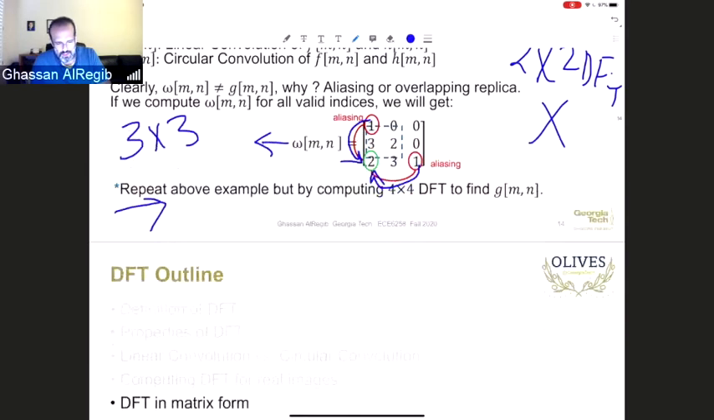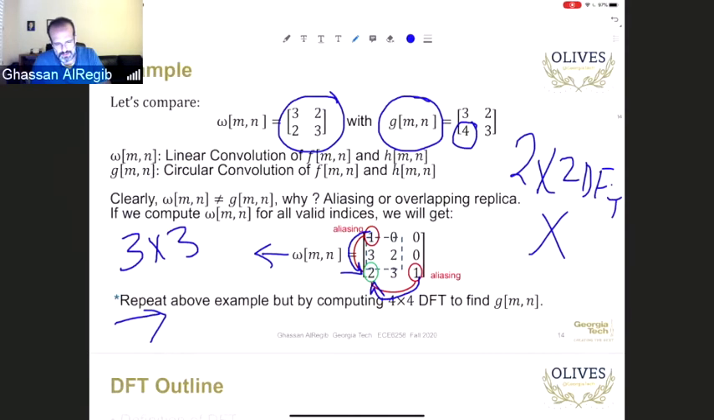Okay, so this is really a very important concept about using the DFT to calculate the output from filtering. Questions?